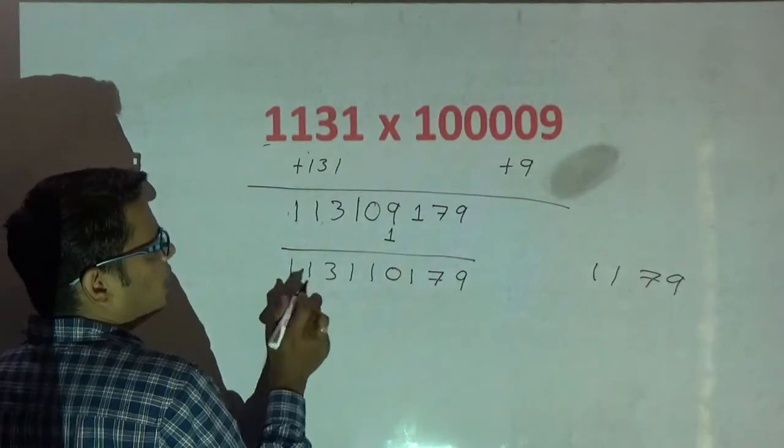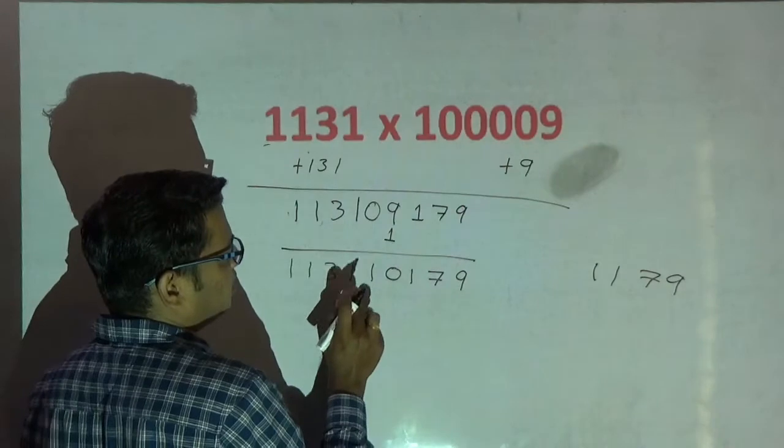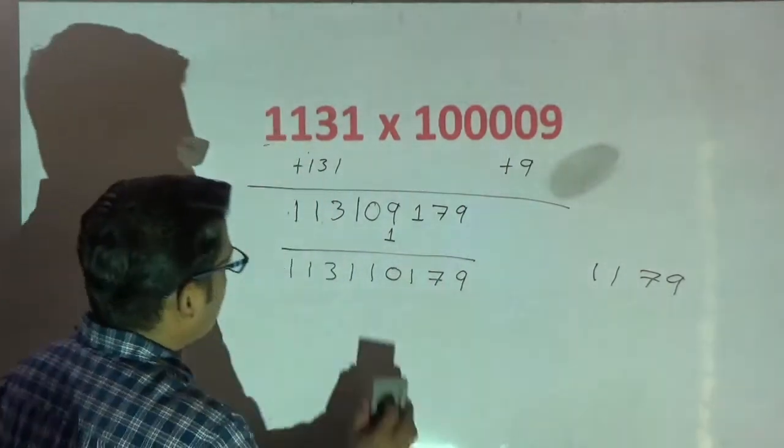9, 7, 1, 1, 3, 1, 1. The answer is 11311079. Hope you have understood with this example as well.